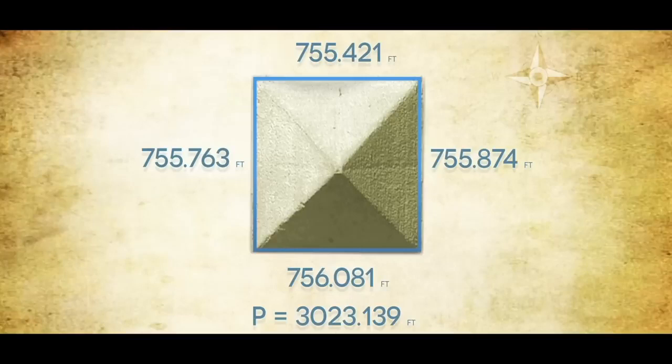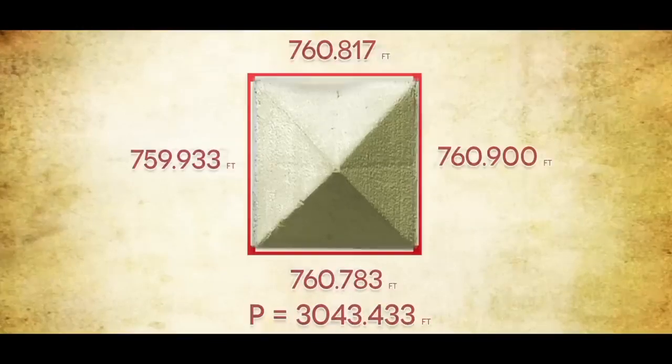Okay, so now let's see what the measure is around that includes the socle, or the base. And we see that each side is roughly 5 feet longer, 760 to 761. Each side again is a little different, but we get a total of 3,043.433 feet.